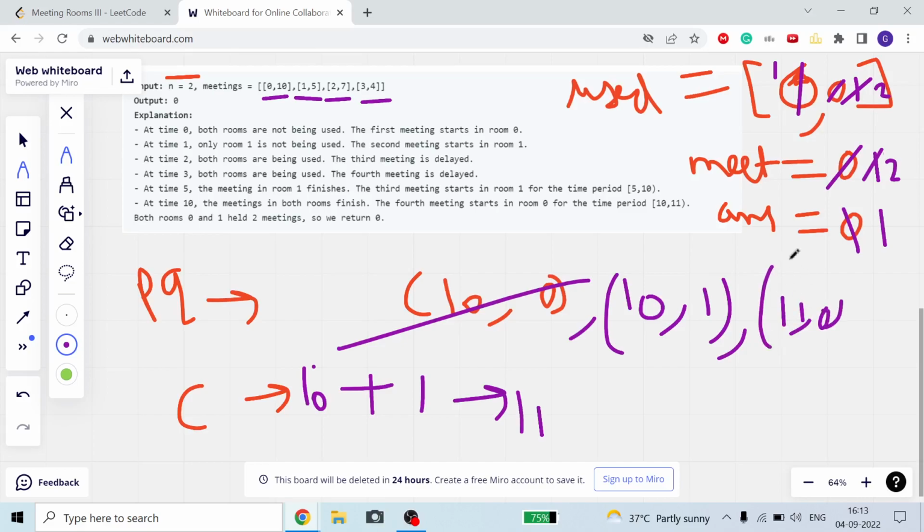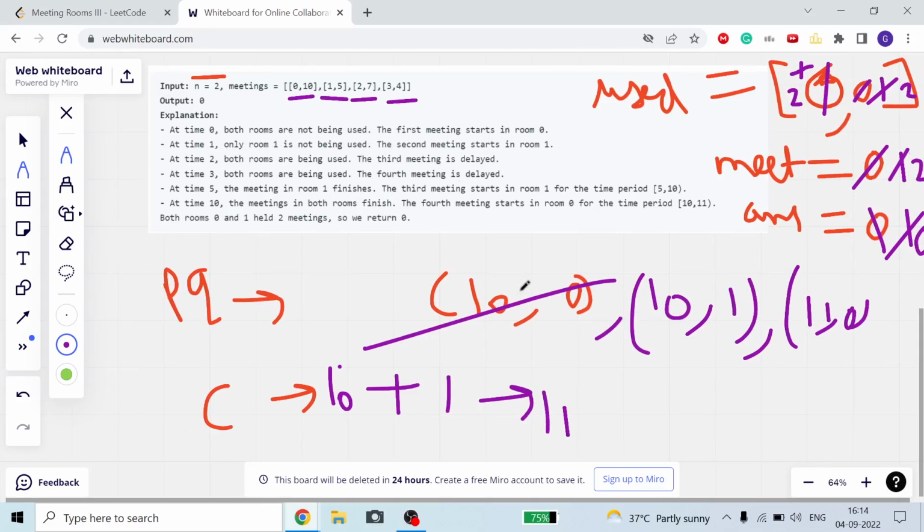It means room number 0 handled one more meeting, so the answer will be the lowest of 1 and 0. For 1 we also held two meetings, but because 0 has the lowest room number, we will return 0. Okay guys, now the answer is equal to 0. We can all see at time 0 both rooms are free.